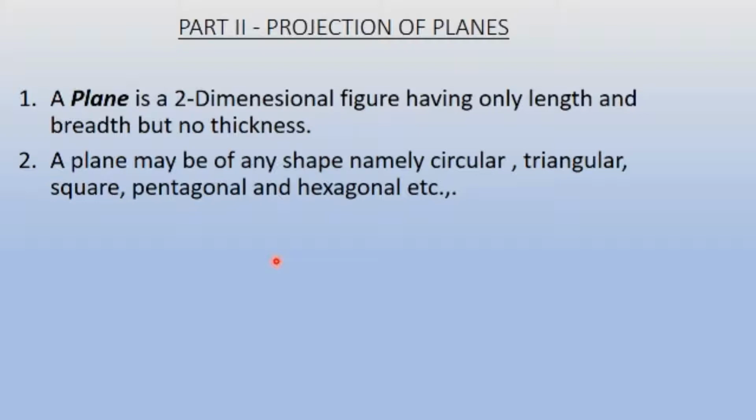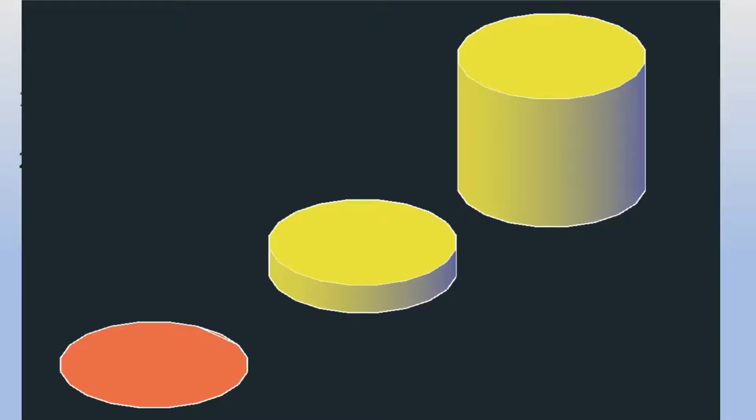So here we will see the difference between a plane and solids by taking an example of a cylinder, a disc and a circle. As you can see, there are three things on your screen right now. There is a cylinder here, this thing is called a disc, and this is our plane. As I have said, planes will not have any thickness or height.